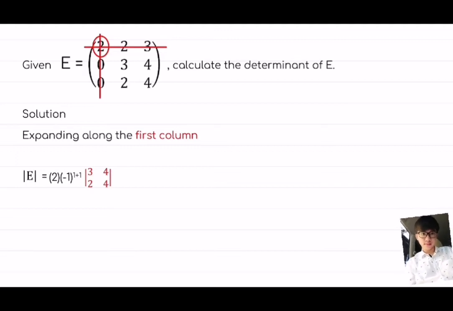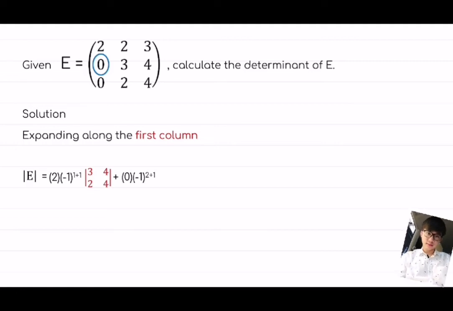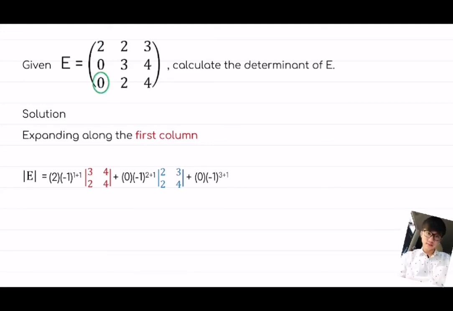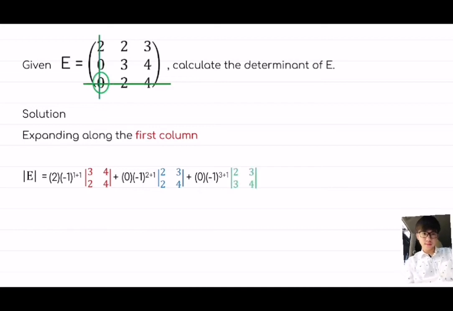And next we just repeat the same steps. We take 0 times negative 1 to the power of 2 plus 1. So we cancel off the second row and the first column. We'll get the submatrix 2 3 2 4. And then 0 times negative 1 to the power of 3 plus 1. We cancel off the third row and the first column. We'll get the submatrix 2 3 3 4.